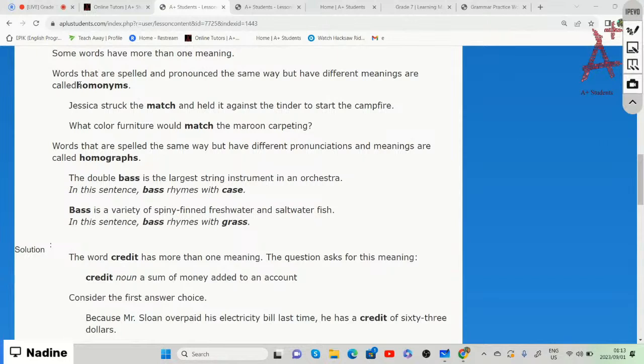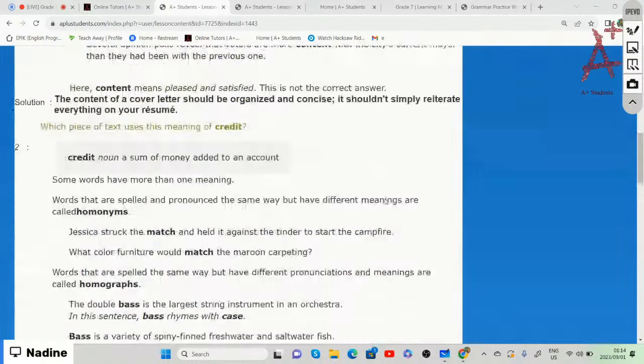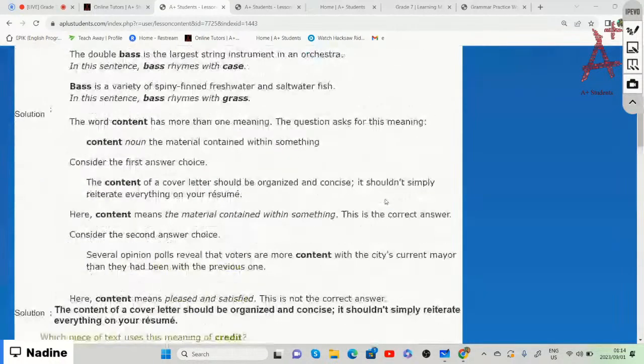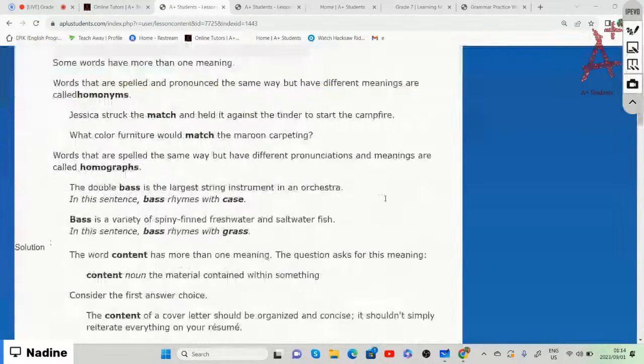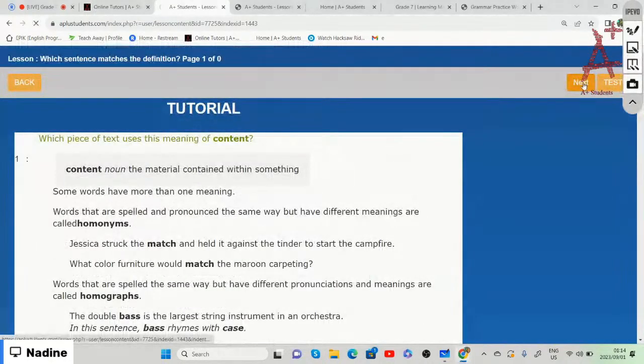So we have homonyms and we have homographs, where we said homonyms are spelled and pronounced the same way, but have different meanings. And we have homographs, which are spelled the same way, but have different pronunciations and meanings. And with homographs, sometimes it can be very tricky because you say something and it doesn't even sound the way it looks, right? All right, so before we continue, let us go next.